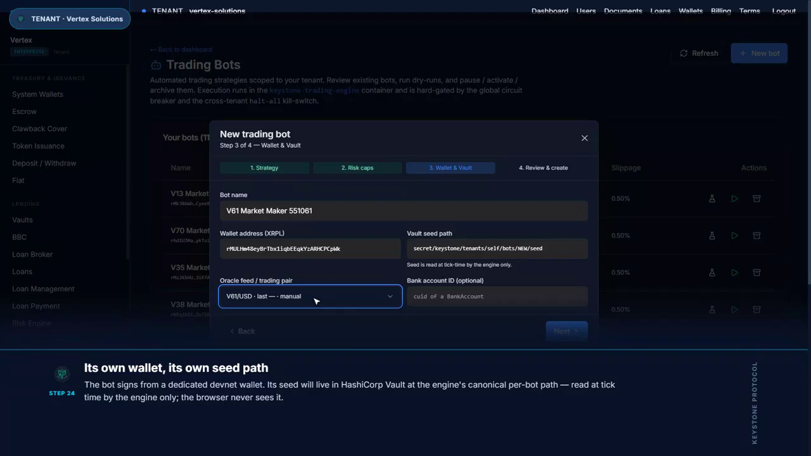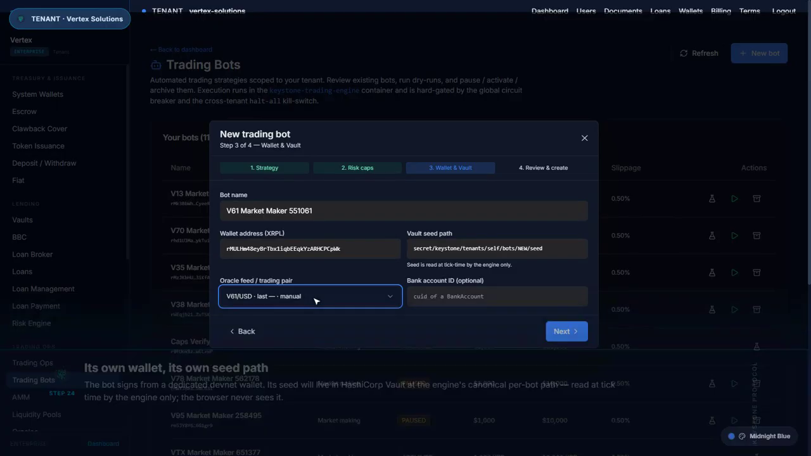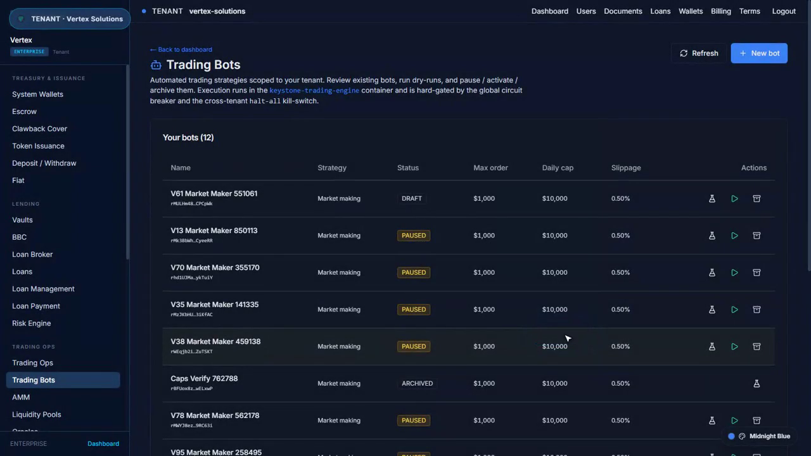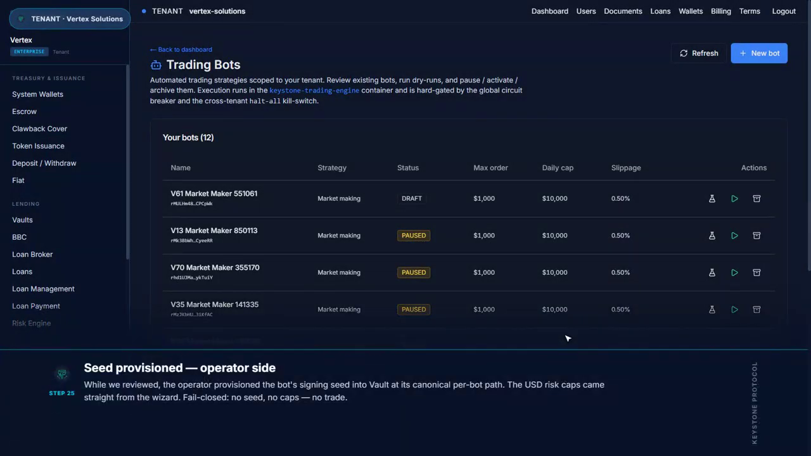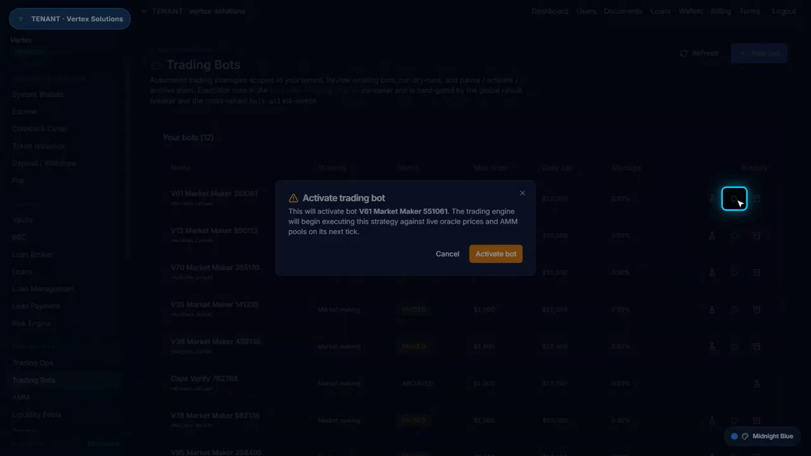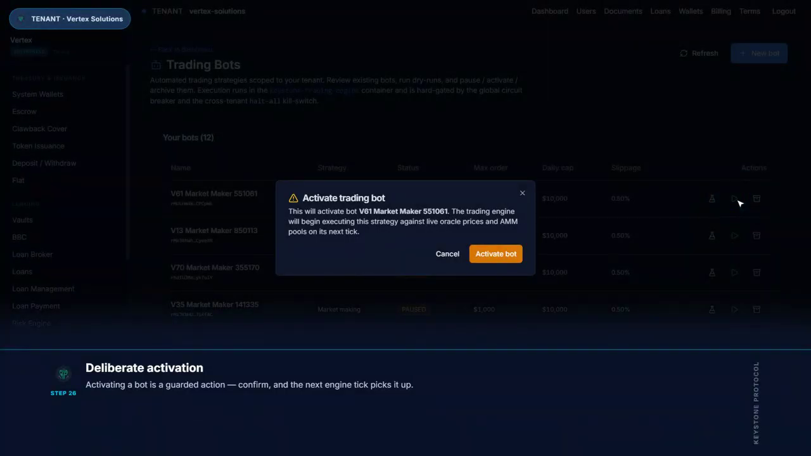Its own wallet, its own seed path. The bot signs from a dedicated DevNet wallet. Its seed will live in HashiCorp Vault at the engine's canonical per-bot path, read at tick time by the engine only. The browser never sees it. Seed provisioned, operator side. While we reviewed, the operator provisioned the bot's signing seed into Vault at its canonical per-bot path. The USD risk caps came straight from the wizard. Fail closed. No seed, no caps, no trade. Deliberate activation.